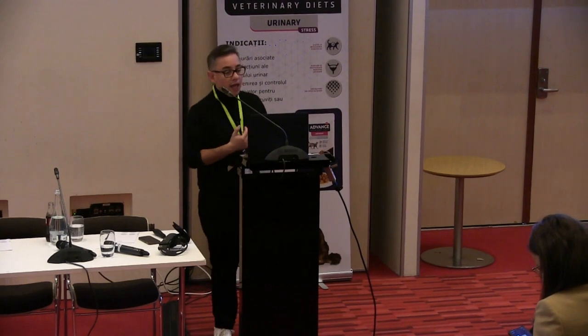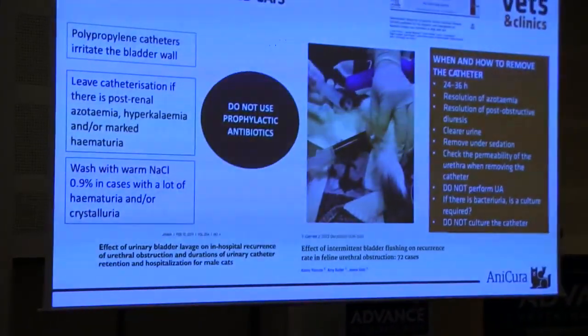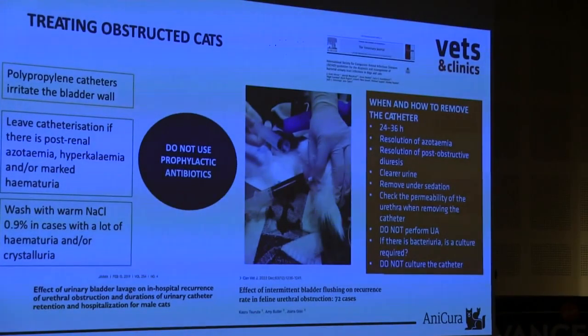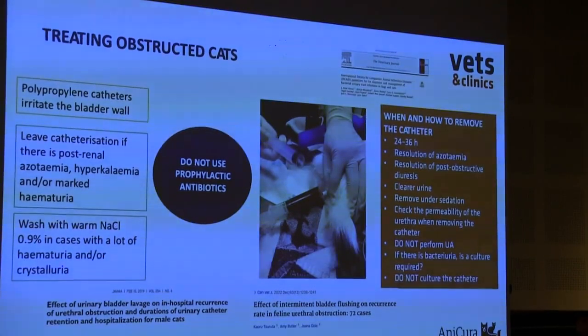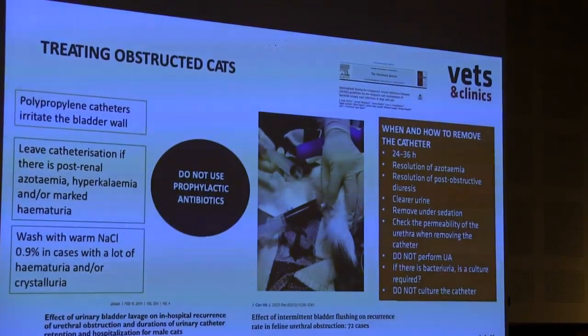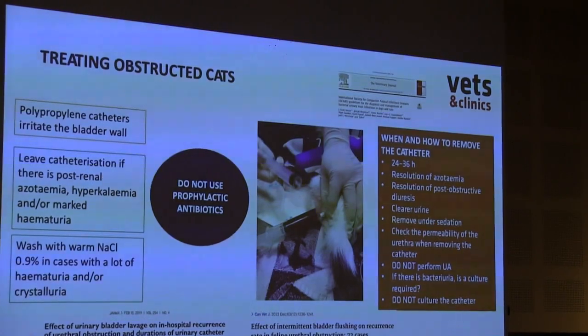Well, how long do we have to maintain a catheter before removing it? Mainly 24 to 36 hours. When the azotemia is resolved, and with the resolution of the post-obstructive diuresis, which is a little bit hard as well, because some cats are polyuric 5 or 7 days after they have been unblocked. When you see clear urine, and always remove the catheter under sedation.